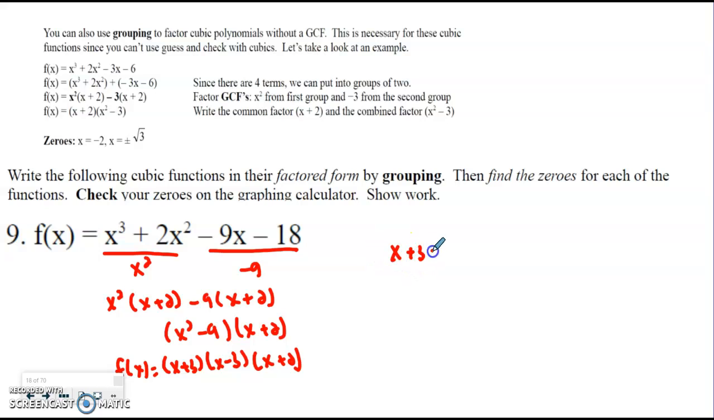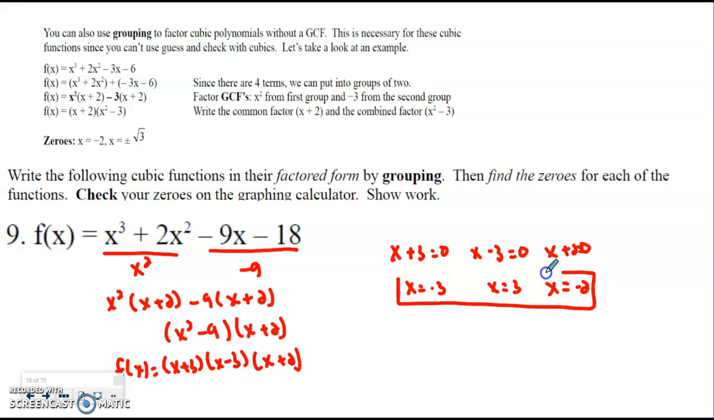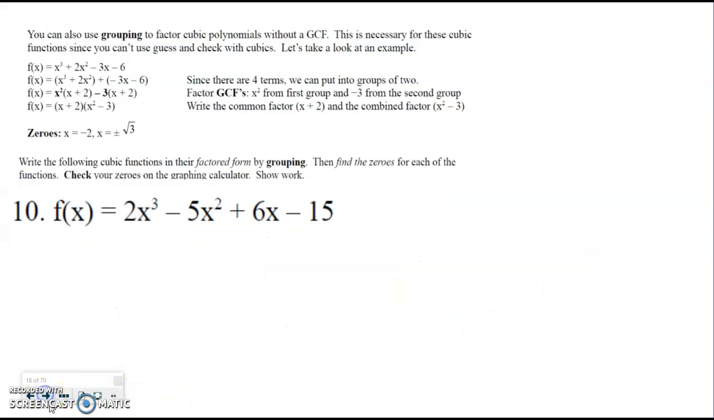So we're going to set x plus 3 equal to 0, x minus 3 equal to 0, and x plus 2 equal to 0. When I do that, I get x to be negative 3, x to be positive 3, and x to be negative 2. Those are the zeros. So you have your factored form of f of x equals x plus 3 times x minus 3 times x plus 2, and your zeros are at negative 3, 3, and negative 2. Let's look at one more by grouping.